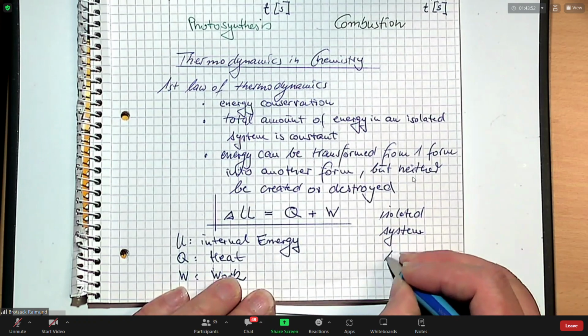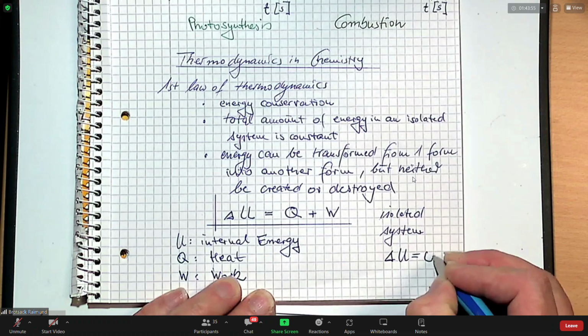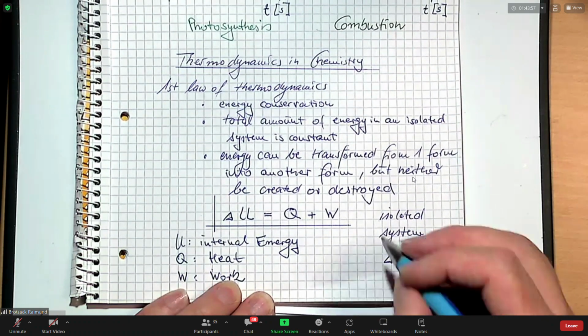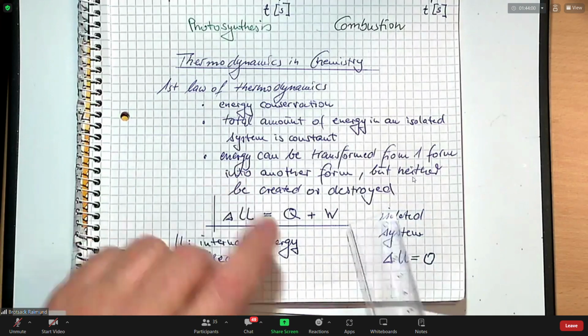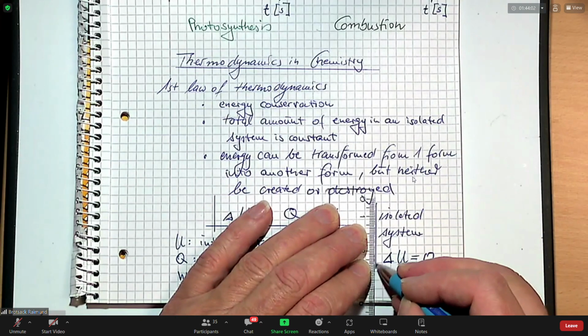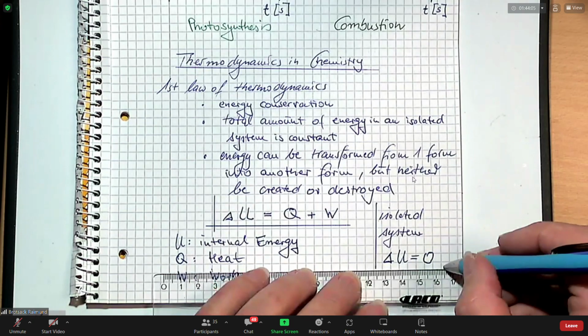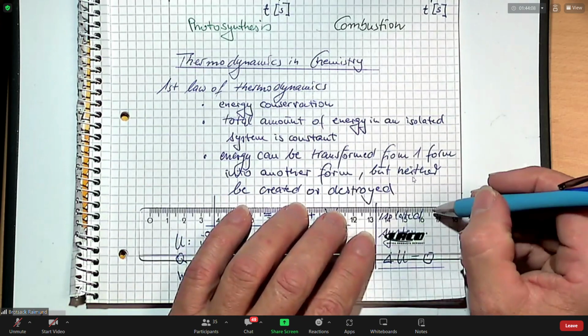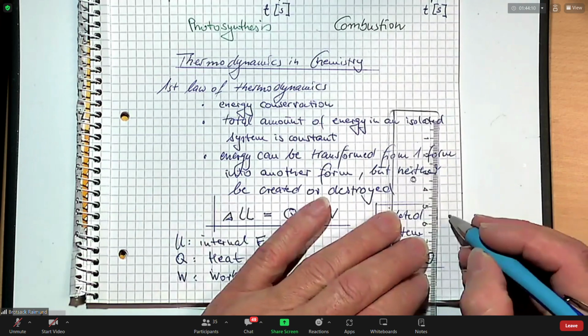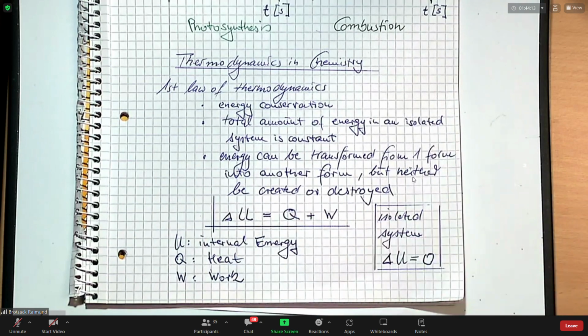That means delta U is 0 in an isolated system. That is what we wrote here. It can be transferred from heat to work or from work to heat, but the sum of all internal energies in an isolated system is always the same. The delta is 0. What does it mean? A perpetuum mobile is not possible.